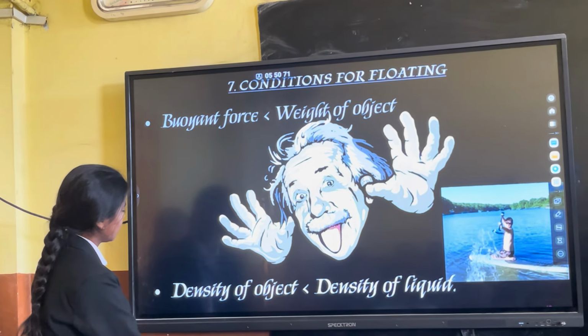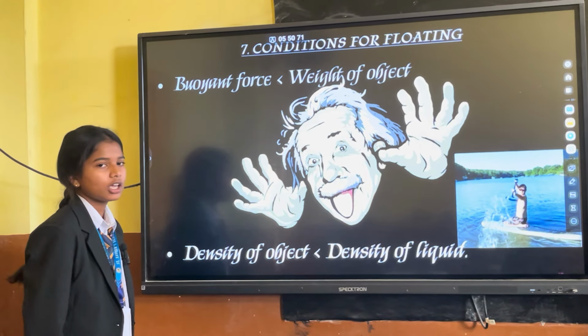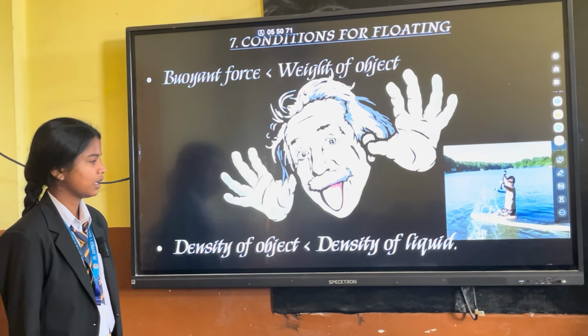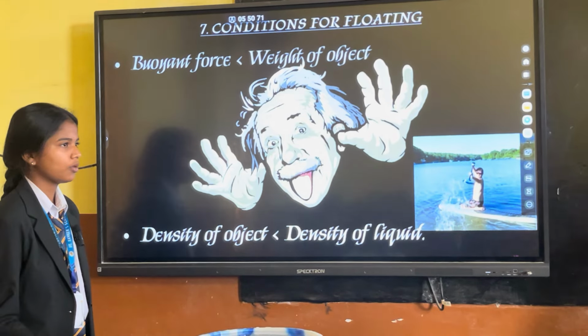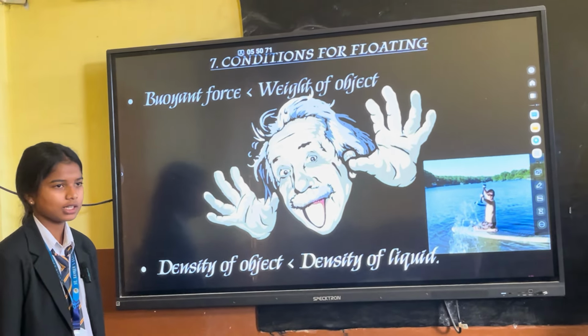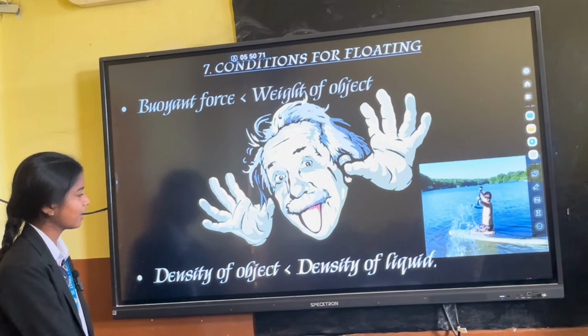And next is the density of the object is less than the density of the liquid. It means if the density of the object is less than the density of the liquid, the object will float in liquid. For example, the density of wood is less than the density of water, so it floats in water.